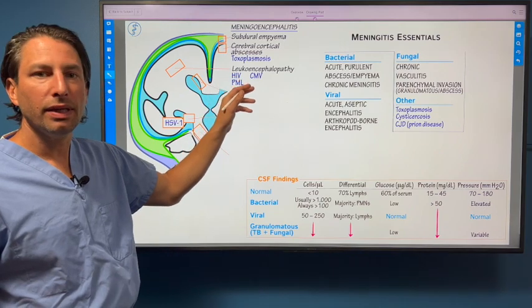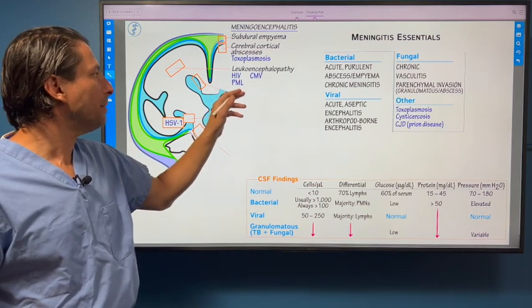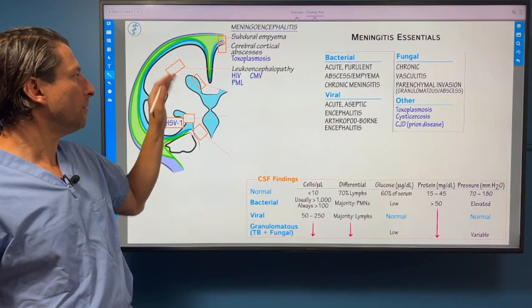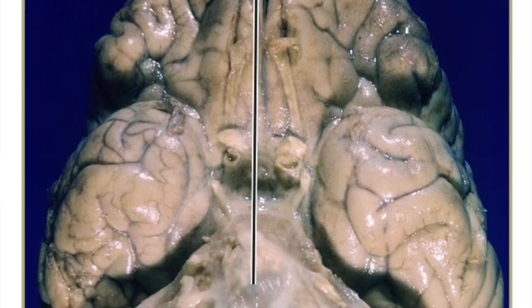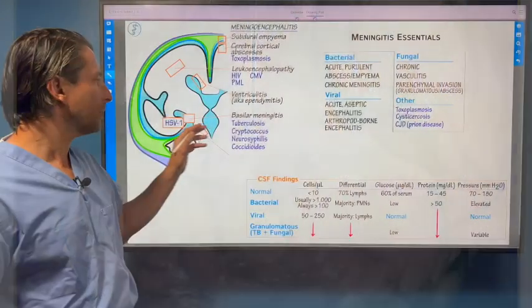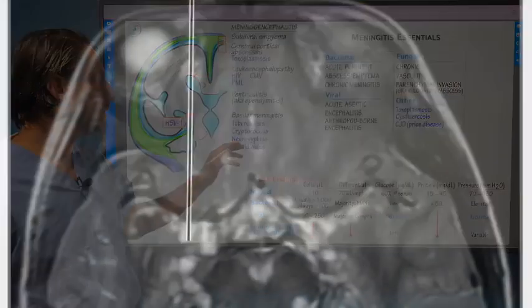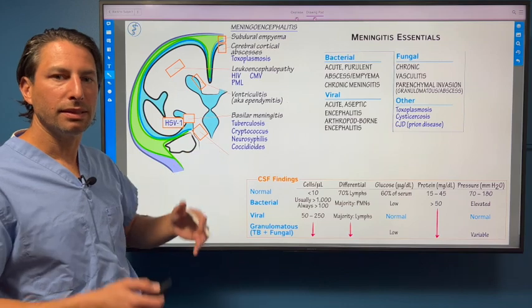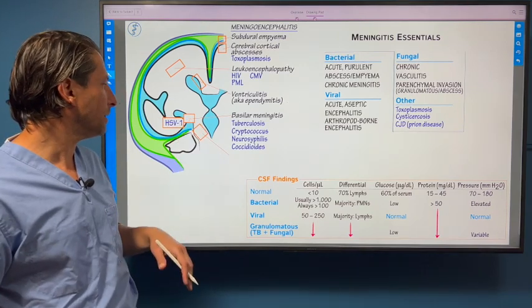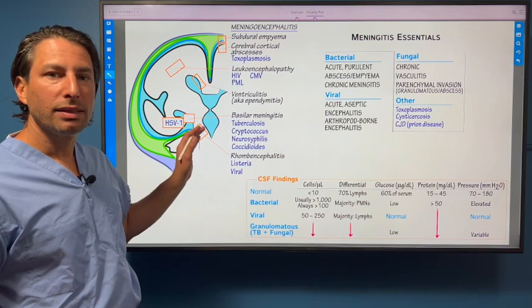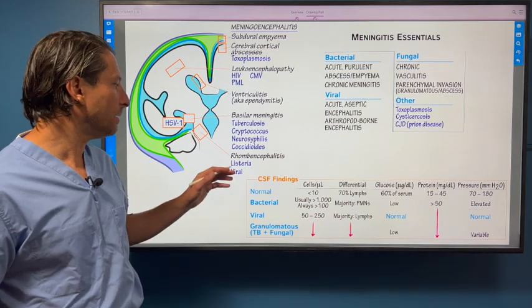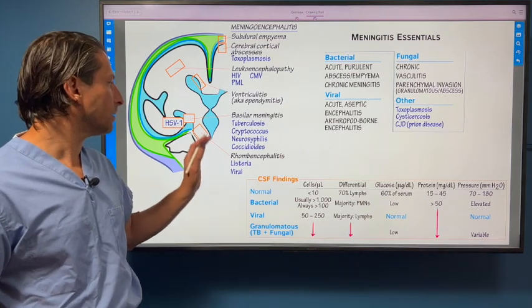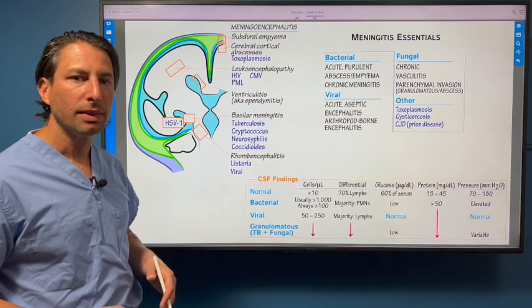Leukoencephalopathies, such as from HIV, cytomegalovirus, PML, we're going to see in this white matter confluence of the brain here. And then basilar meningitis, so tuberculosis, cryptococcal meningitis, neurosyphilis, and then coccidioides, we're going to see in these basilar spaces, basilar cisterns surrounding the brainstem itself. And then within the brainstem, we can have what's called a rhombencephalitis, and Listeria and viral encephalitis. Encephalitides can cause invasion of the brainstem itself.